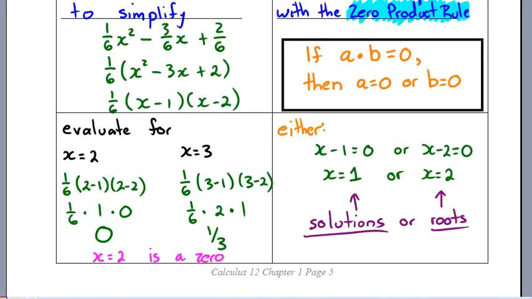And then when you're ready, consider throwing everything over to one side and then applying the zero product rule in order to find what the solutions or what the roots are.